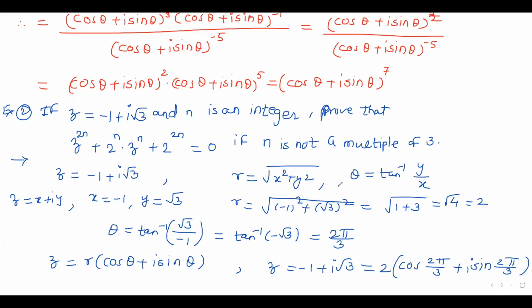So using that concept we have constructed z in terms of polar coordinates, right? Now z is equal to this. You have to find out z raised to 2n, then z raised to n also, right? So continuing on the next page, we have z is 2 into cos of 2 pi by 3 plus i into sine of 2 pi by 3, right?